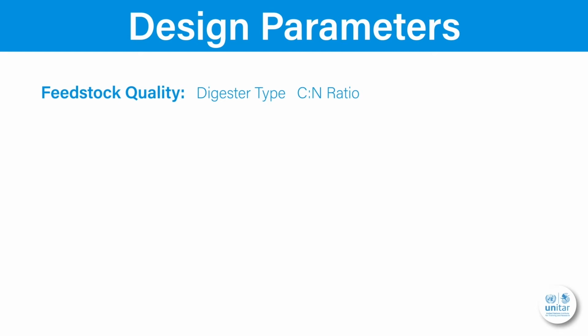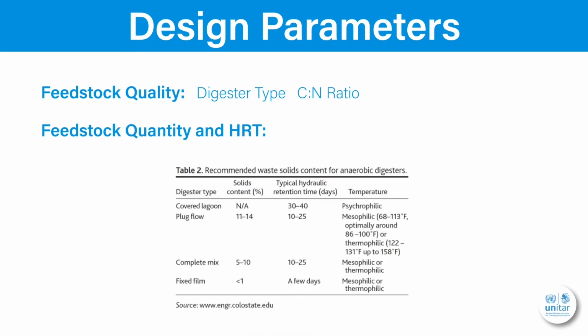The next important design parameter for AD systems is the quantity of feedstock that is available every day, for example 10 tons of organic waste a day. This quantity needs to be treated every day. Together with the feedstock quantity, we also need to establish the hydraulic retention time, HRT, for our digester. We can see in this table various HRTs for different types.